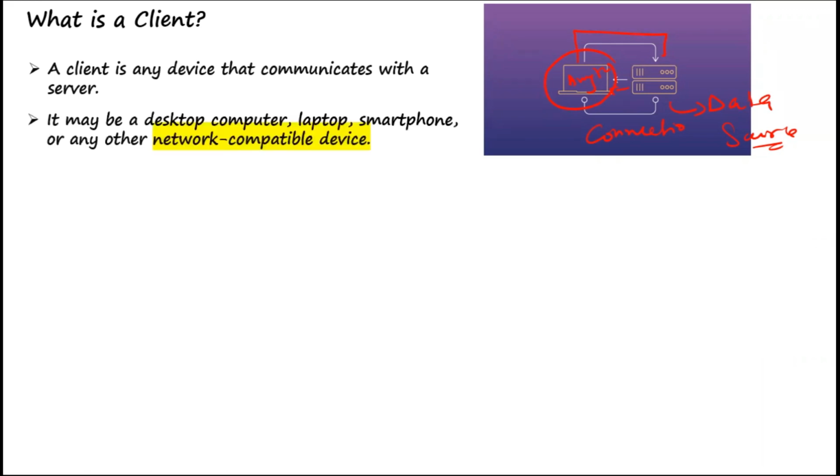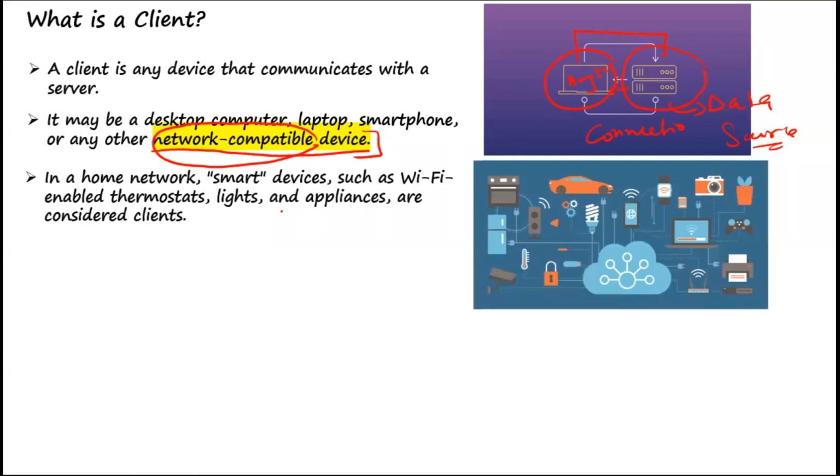So let's see a few examples. The main thing that we need to remember is network compatible device. You need to make sure that your device is able to establish a network. With whom? With the data source. Now, this could be anything: computer, laptop, smartphone, or even your lights, appliances, like your refrigerators, where you can control temperature, like camera, you can click with your smartphones today. You can print without attaching wire through radio waves only.